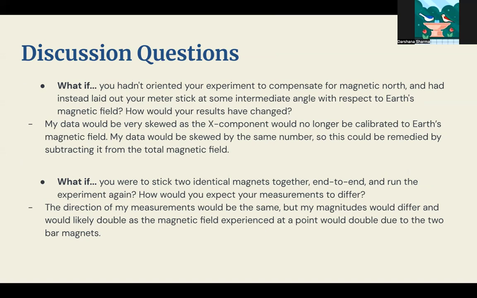And if I were to stick two identical magnets together and run the experiment again, the direction of my measurements would likely be the same, but my magnitudes would differ and would double, as the magnetic field experienced at a point would double due to the two bar magnets.